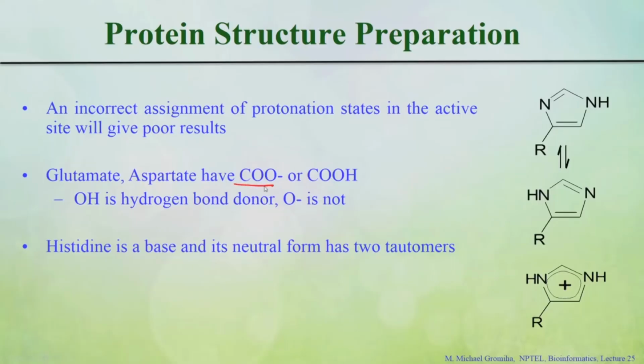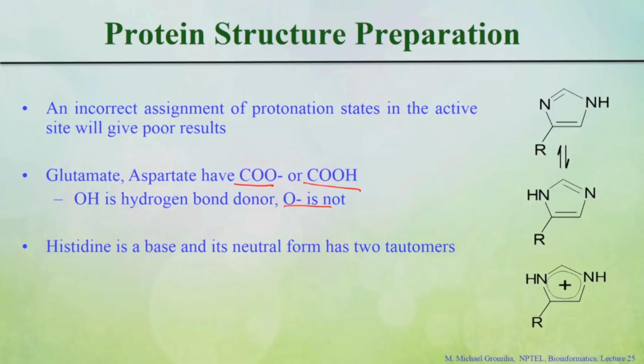For example, if you take glutamic acid or aspartic acid, either we can give COO minus or COOH, but are they the same or different? They are different, right. Here if you see the COOH, this OH is a hydrogen bond donor, but this is not, right. So, we need to be careful to assign all these protonated states at the active site, because that is the place where the ligand can interact.